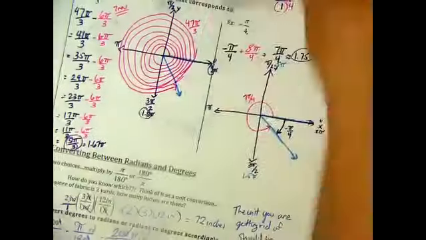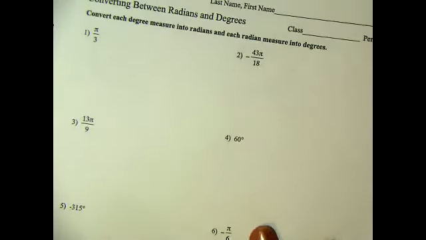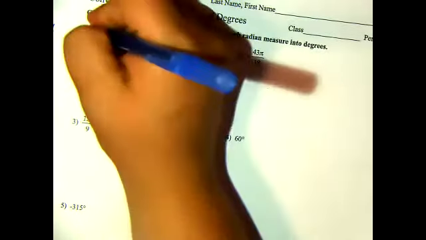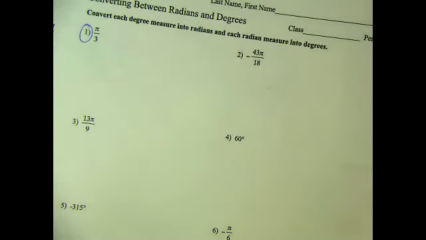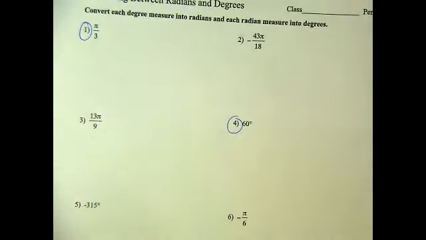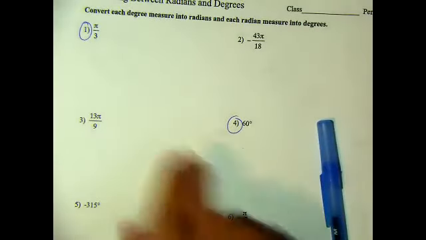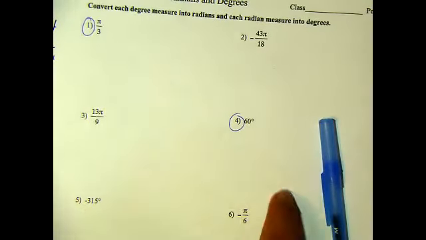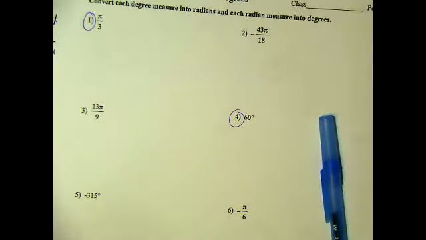Okay, so what I want to do is I actually want you guys to take out your 4.1b and we're going to do a quick check for understanding here. I want you guys to convert number 1 and number 4. I'm going to give you guys 4 minutes. I think it'll take you like 2 minutes each. So 4 minutes to convert number 1 and number 4.